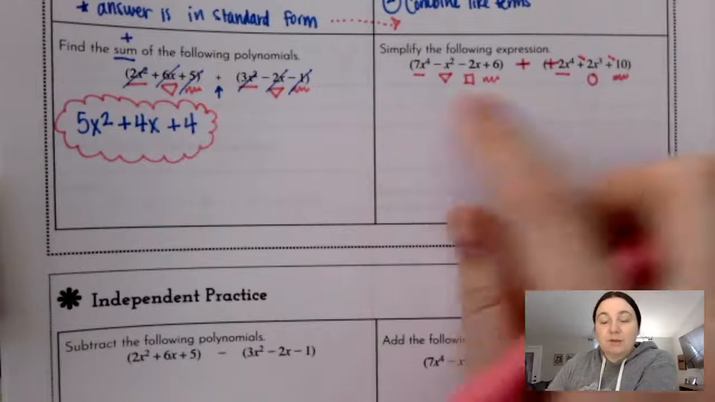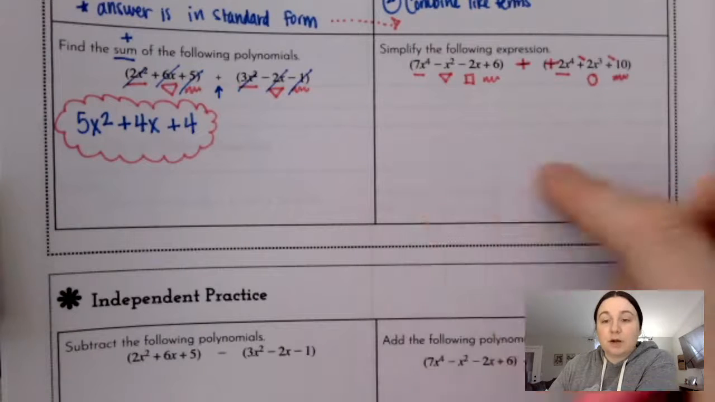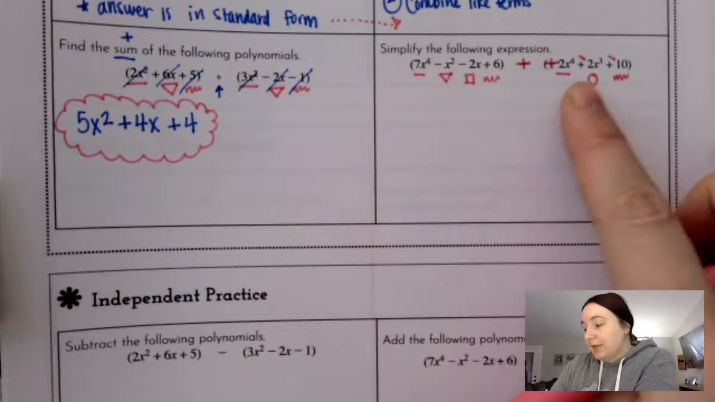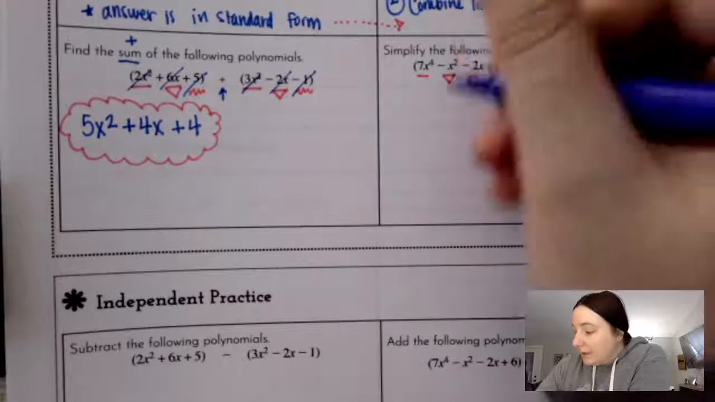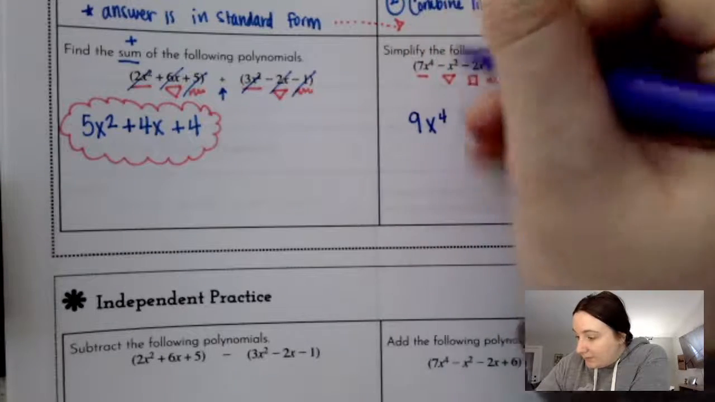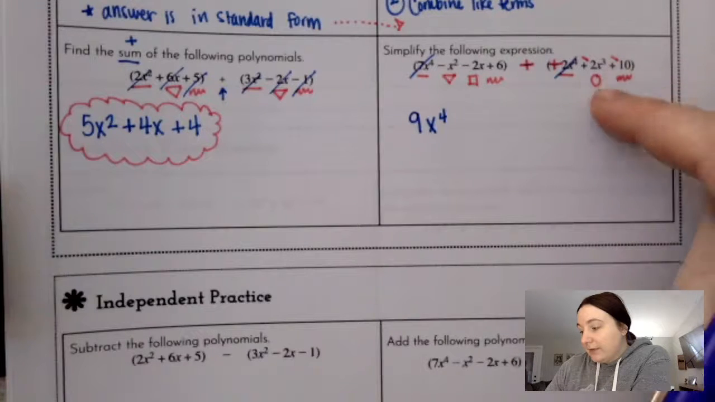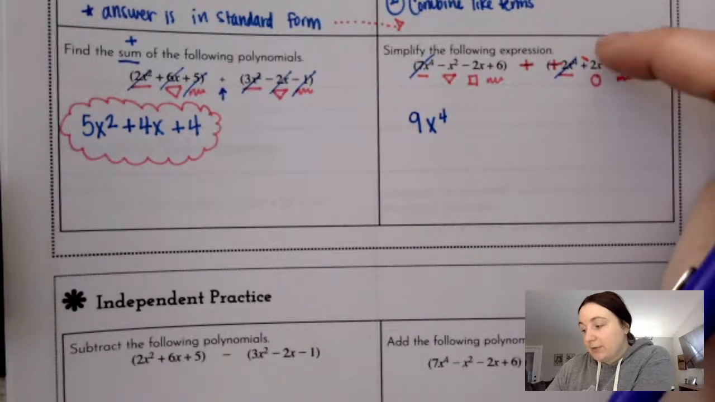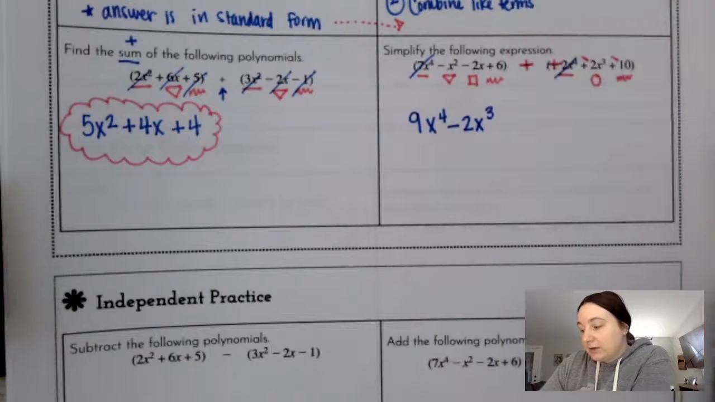With this one, we don't have perfect matches, so what I want to do is go in order of highest exponent to lowest automatically and go down from there. So 7x to the fourth and 2x to the fourth, so 7 plus positive 2 is 9x to the fourth. Then my next lowest is this x to the third, and I don't have any other circles, so if you don't have any matches, you just bring it down exactly how it is. So remember, I changed this one to a minus, so it's minus 2x to the third.